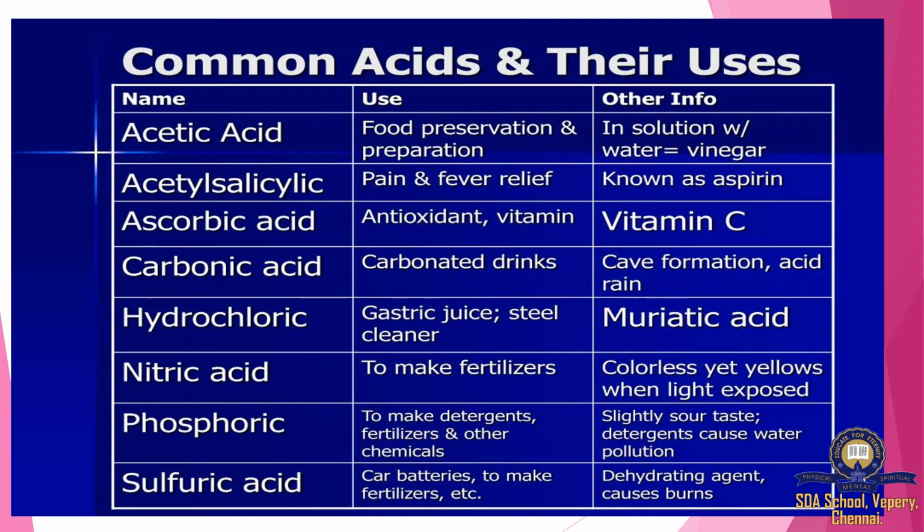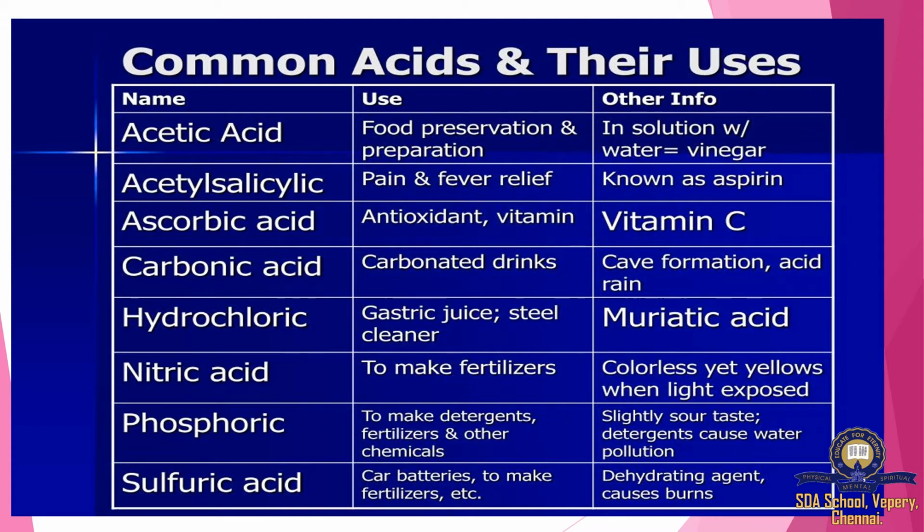Here we have a list of acids we commonly use. Acetic acid is used for food preservation and preparation. In food preparation we also use it to give a sour taste to the food. Another piece of information is that in this vinegar solution, an equal amount of water is also present. Acetylsalicylic acid is consumed in painkillers and fever relief tablets. Commonly it is known as aspirin.